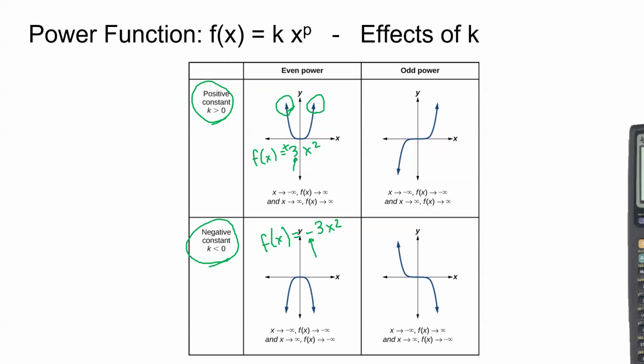Over here, you've got your odd functions, and no big surprise, right? Either it comes up from the bottom through the origin and back up. Again, we're interested in the end behavior there. Or if you put a negative sign in front of it, then it's going to flip it and it's going to go like that. All right.